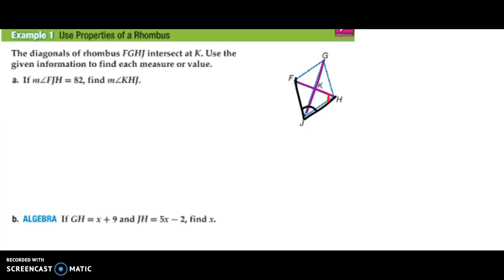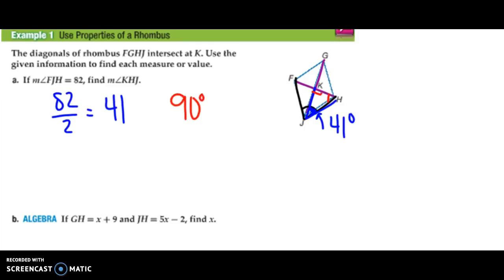And we just said that in a rhombus, the diagonals are going to bisect the angle. So this angle right here, KJH, is going to be half of 82. So 82 cut into two pieces is going to be 41. So I know that this one right here is 41 degrees. I also know that this angle right here, angle K, is going to be 90 degrees. So together, those two angles add up to 131 degrees.